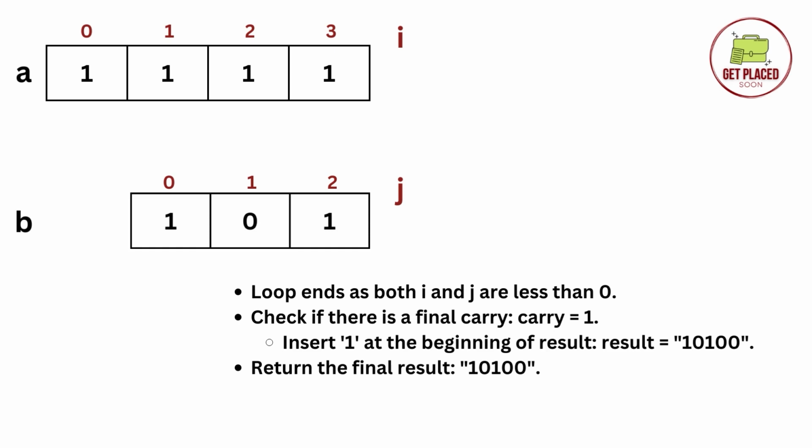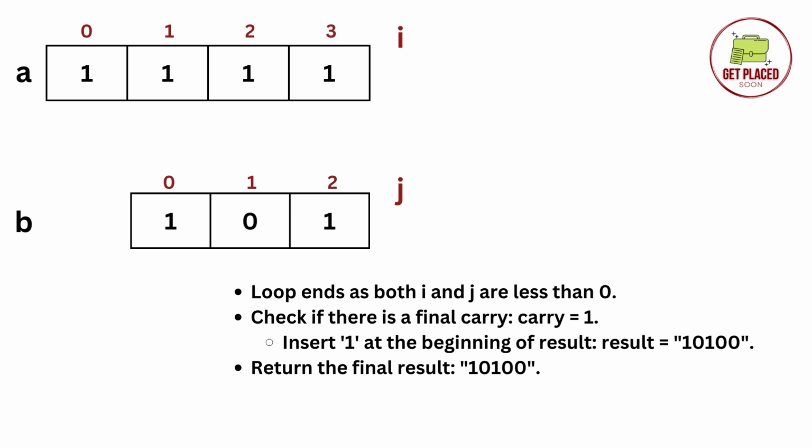Now moving ahead, we are out of range. So the loop ends because for both I and J we have covered all the characters. Now we check if there is any final carry. In the previous iteration we got a carry of one, so we will insert 1 at the beginning of the result. So you got the result. If you add 1111 plus 101 in binary, you get the result 10100. Now you return this final result.